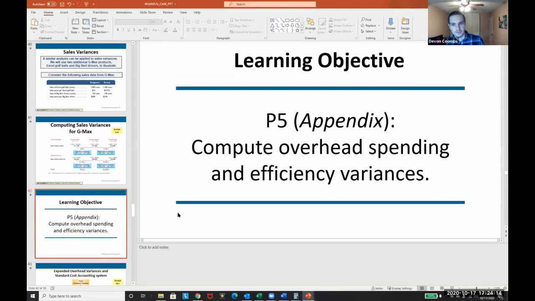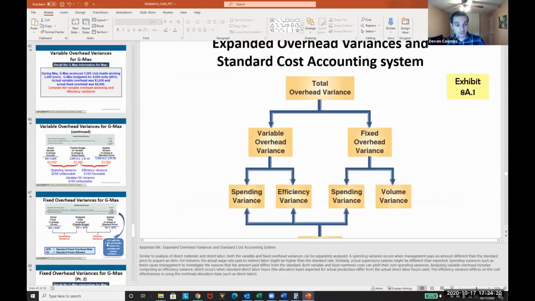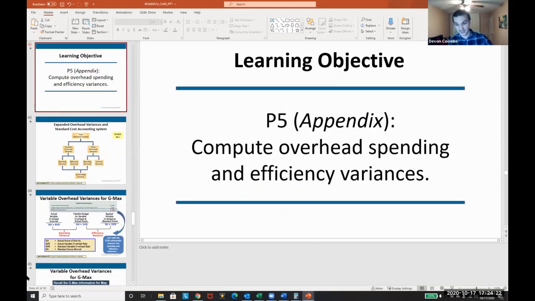Learning objectives: compute overhead spending and efficiency variances. So this I'm going to go over. This is also complex. We went over the budgeting aspect of the overhead variances. This is an appendix, not a requirement, so I won't be testing you on this on your final, but I'm just going to cover this quickly so you're aware of it. This will be more on cost accounting.